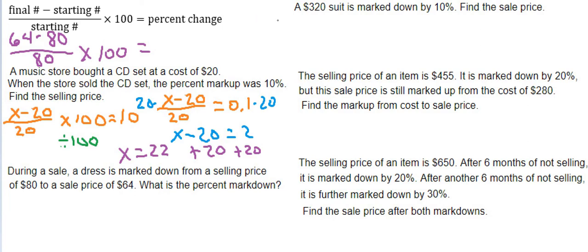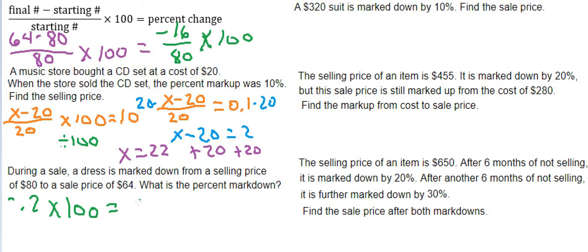64 minus 80 is negative 16. Negative 16 divided by 80 times 100 would be negative 0.2 times 100, which is negative 20%, or we're just going to say 20% markdown. So we would type in 20% markdown because the word markdown already implies that it's a negative.